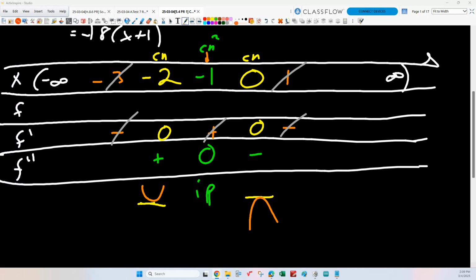Yes? So with the second derivative test, you put the critical numbers into the second derivative? Yes. You put the first derivative critical numbers into the second derivative, and the sign of the second derivative will tell you what those were.